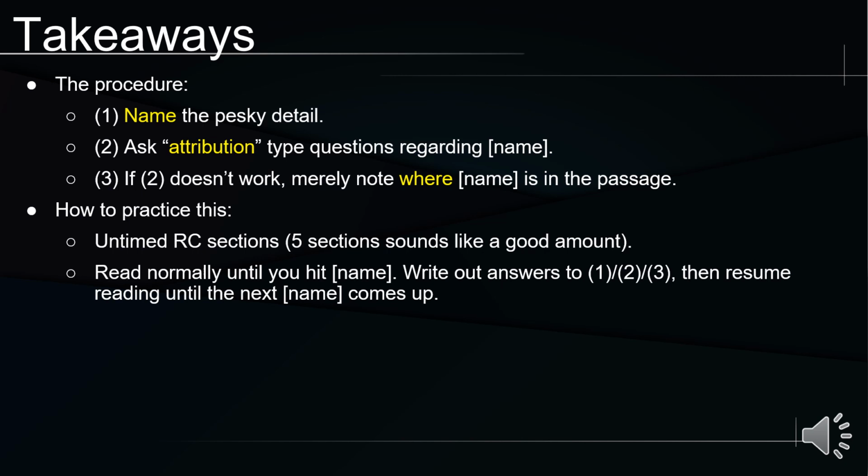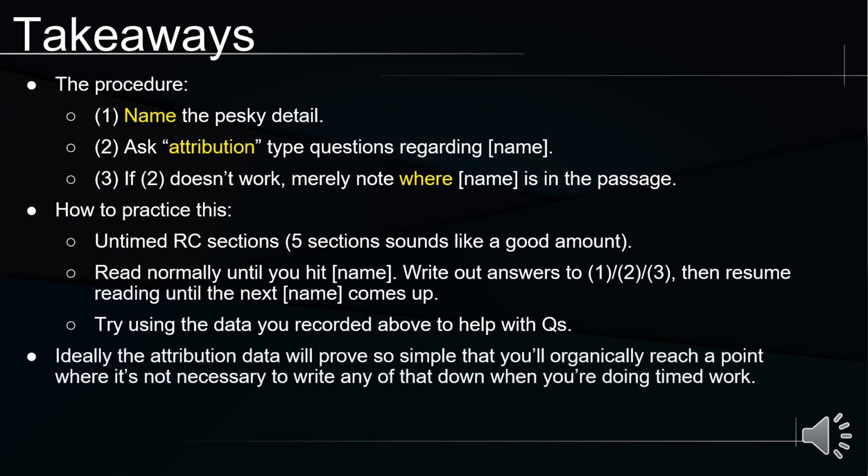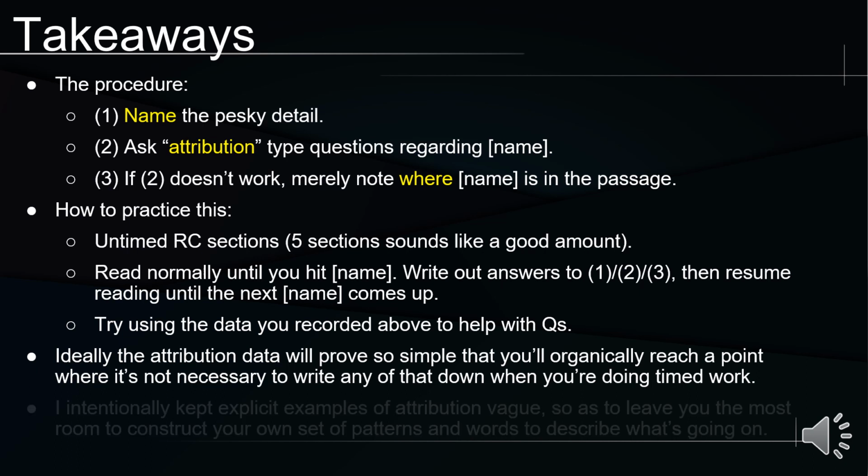And again, the procedure when you are doing any one of those passages in any one of those 5 sections: read normally until you hit that pesky kind of detail. Write out your answers to steps one, two, and three of the procedure outlined above, and then resume your normal reading until the next time a pesky detail comes up. Try using the data that you recorded above to help you when you get to the questions. Ideally, the attribution data will end up proving so simple to you that just organically, without you even knowing what you're doing, you'll reach a point where it's not really necessary to write any of that down while you're doing timed work. Hopefully, that will happen over the course of the 5 sections.